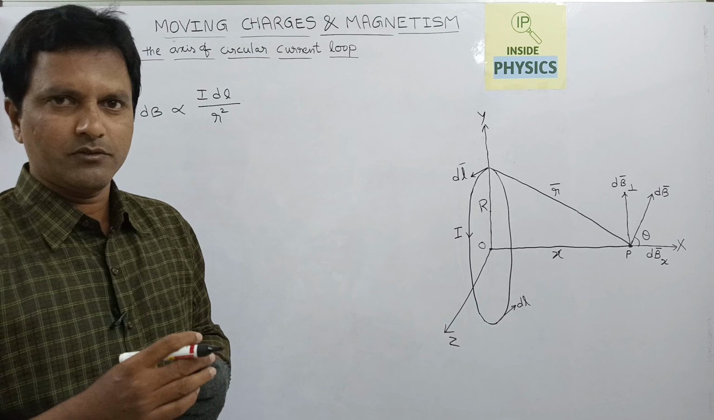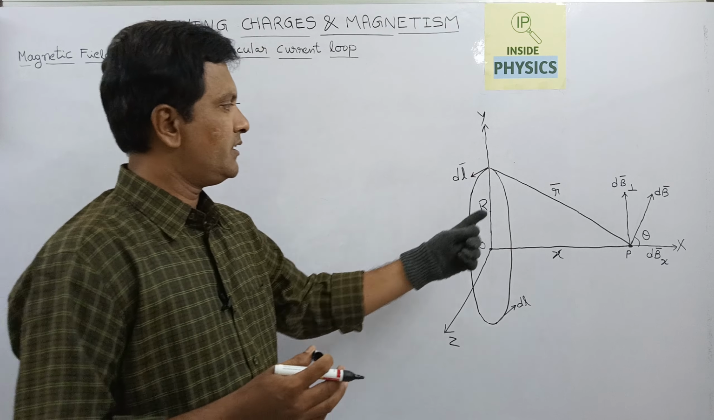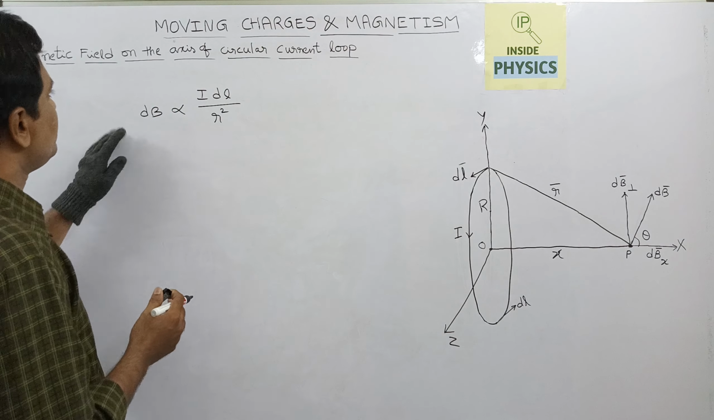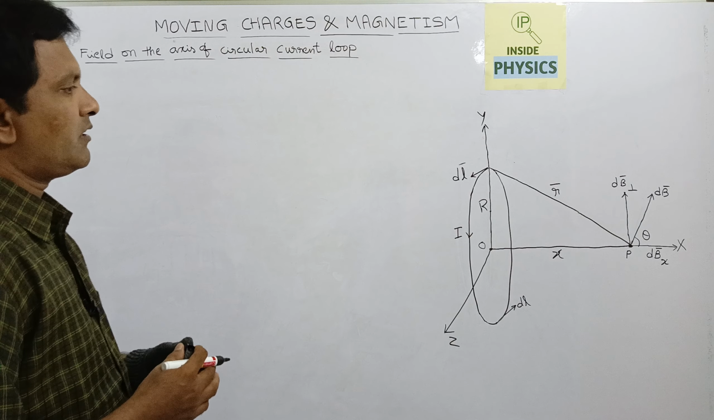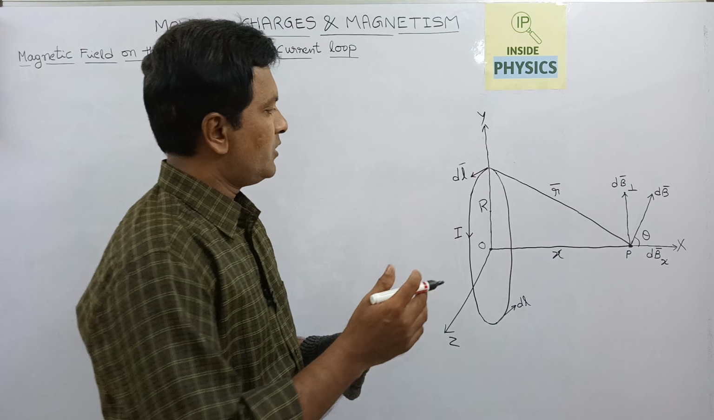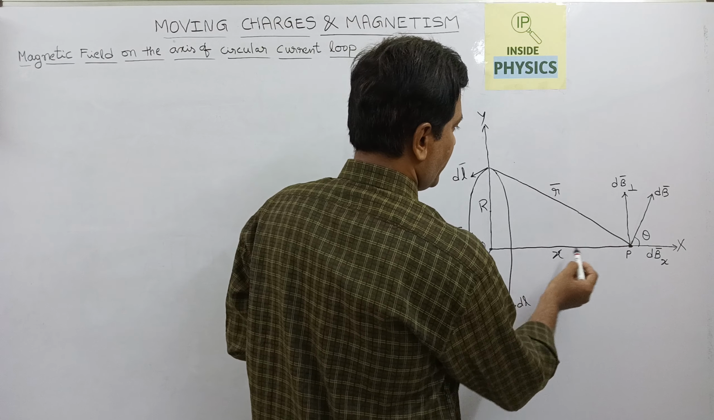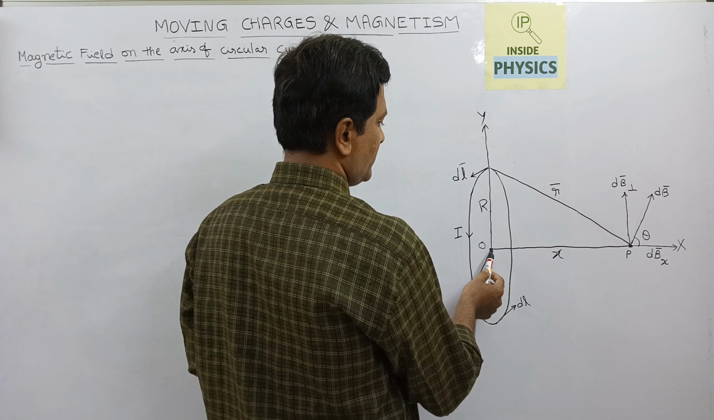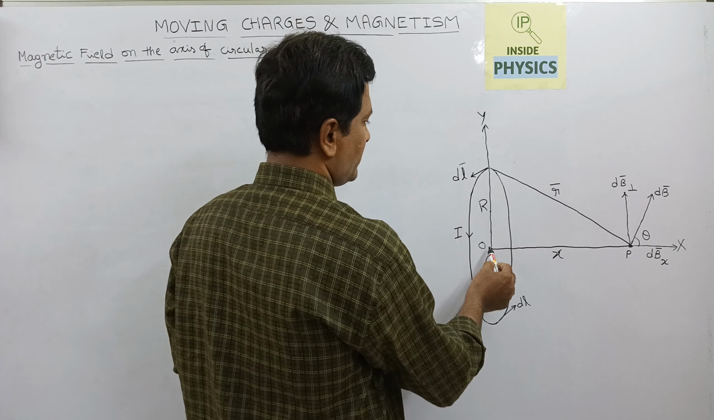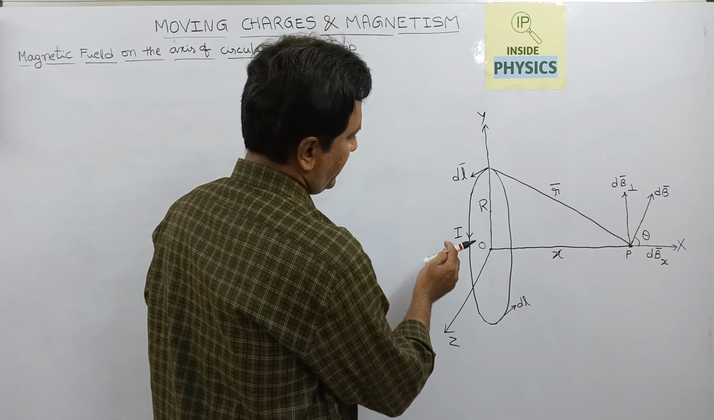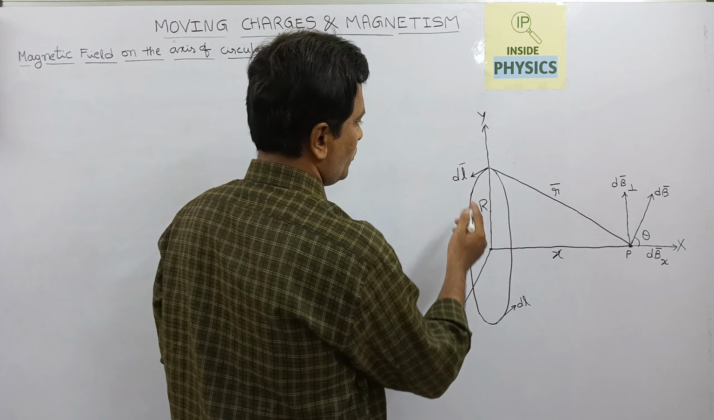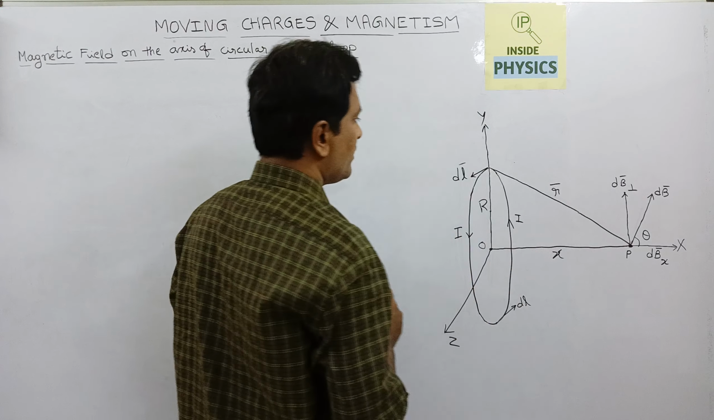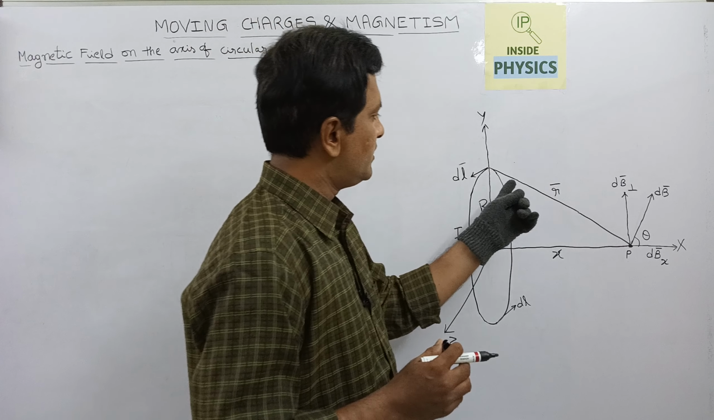In the previous class we have derived the equation. Here we have taken a circular loop of radius r. From the Biot-Savart law, if you observe this diagram, the point is taken at the axial point of this circular loop. This is the center of the loop. The radius of the loop is r, and the current is flowing in the loop in this direction. We can put the other direction also. This is the position vector.